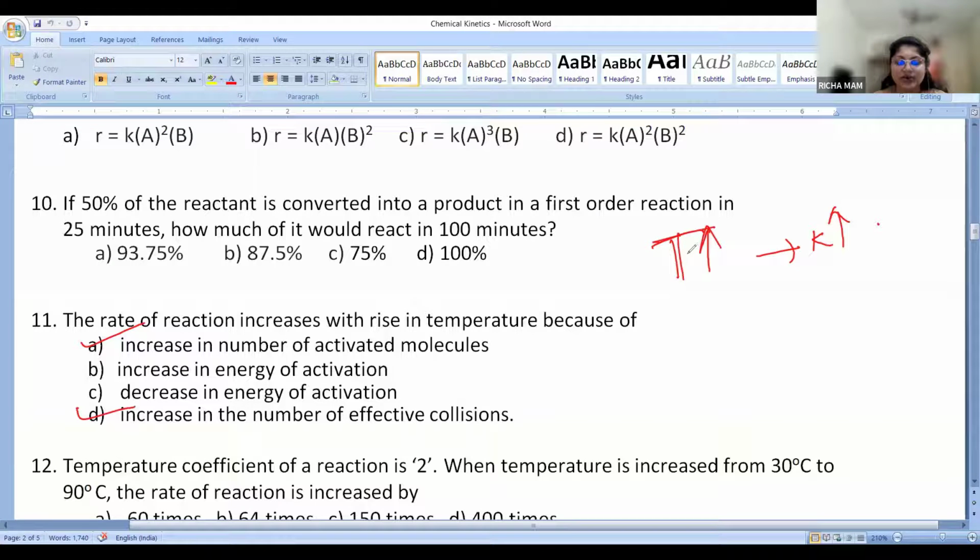As the temperature increases, the collision frequency will be more, and the collision intensity will be more. Because of that, the number of activated molecules and the number of effective collisions will be more. So A and D, both are the correct answers. Increasing energy of activation, no. Decrease in energy of activation, no. Increase in number of activated molecules and increase in number of effective collisions. So A and D, both are the right answer.